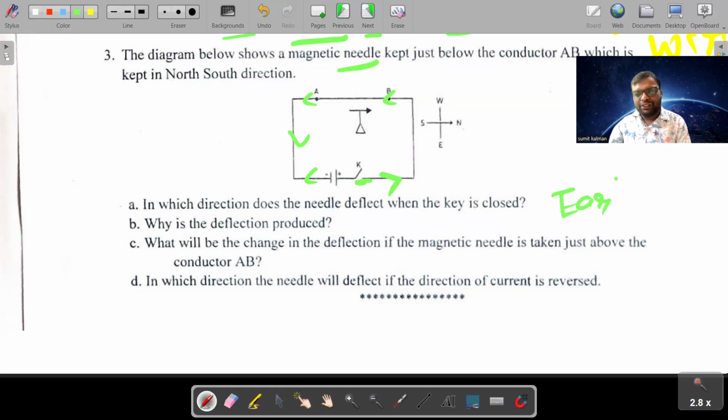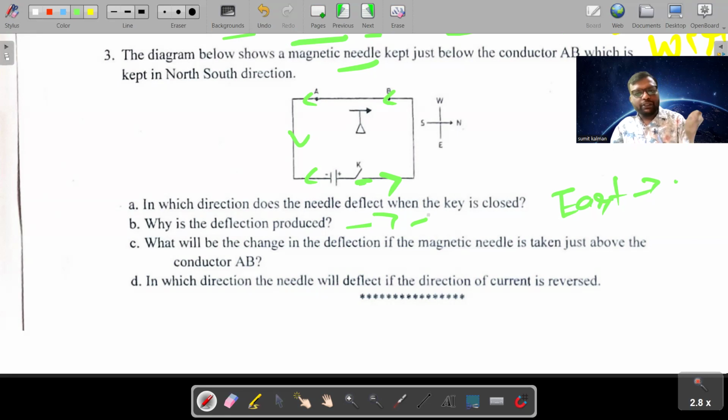And students, I have taught this in detail in the Oersted experiment. Why is the deflection produced? So students, you have to just write the reason. When there is a current flowing in a wire, then a current carrying wire produces a magnetic field around it. Right? This reason you have to write. And next is what they're asking.